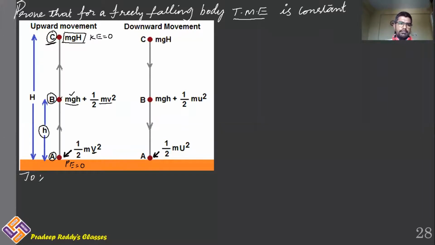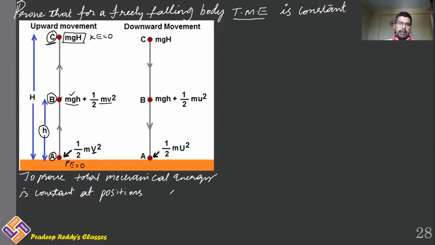To prove total mechanical energy is constant at positions A, B, and C. So at these different positions, you want to prove that total mechanical energy is constant, right? So I'll now do that.